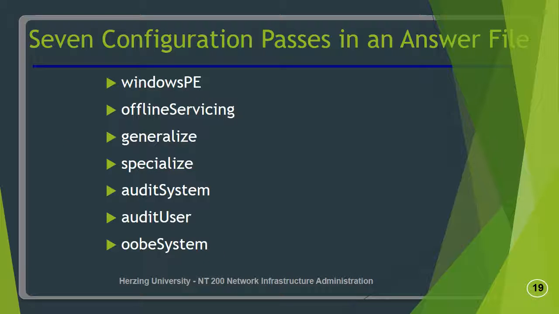So now we are here on this slide, and one may ask, what is actually in this answer file? There are typically 7 configuration passes in this answer file. So here we are looking at Windows PE, offline servicing, generalize, specialize, audit system, audit user, and the OOBE system.